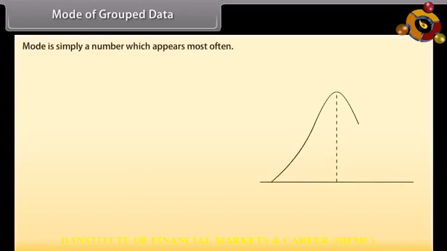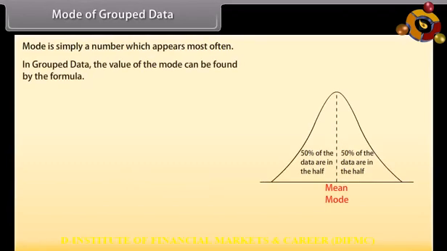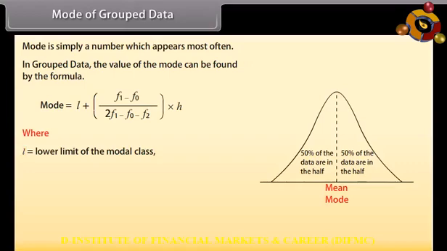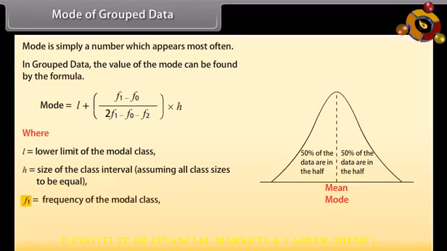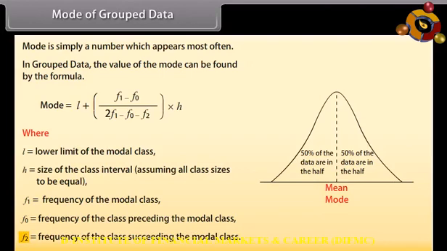Mode of grouped data. Mode is simply a number which appears most often. In grouped data, the value of the mode can be found by the formula as given below: L plus F1 minus F0, divided by 2F1 minus F0 minus F2, multiplied by H, where L is equal to lower limit of the modal class, H is equal to size of the class interval, assuming all class sizes to be equal. F1 equals frequency of the modal class. F0 is equal to frequency of the class preceding the modal class. F2 is equal to frequency of the class succeeding the modal class.